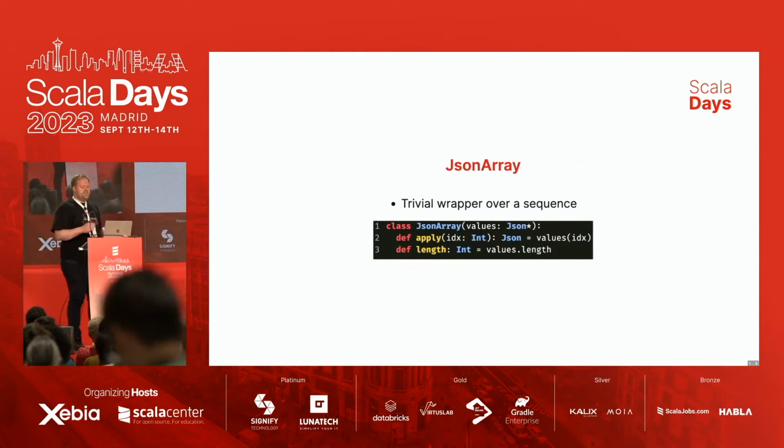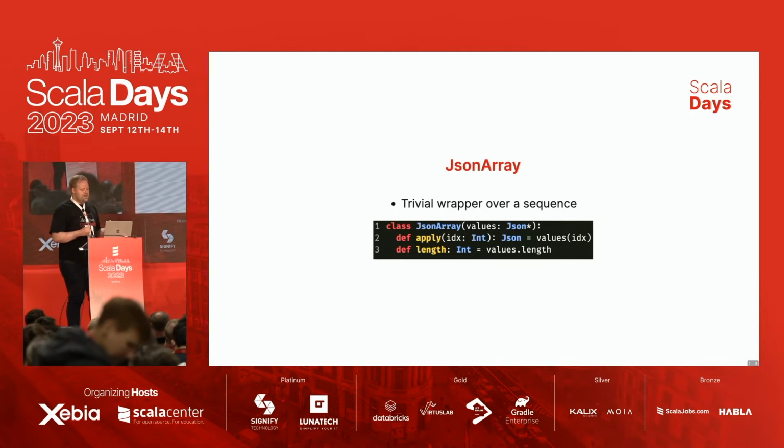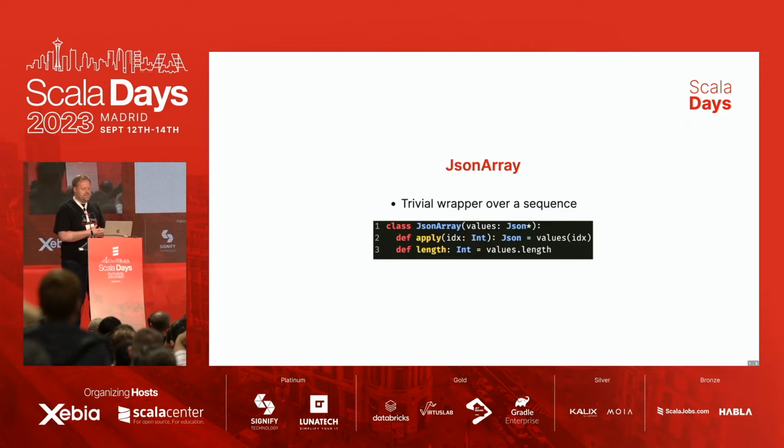So the JSON array is extremely trivial. It's just a wrapper over a sequence of JSON values. And we have the apply and the length. And yeah, we all know how to use that because it's basically an immutable array.